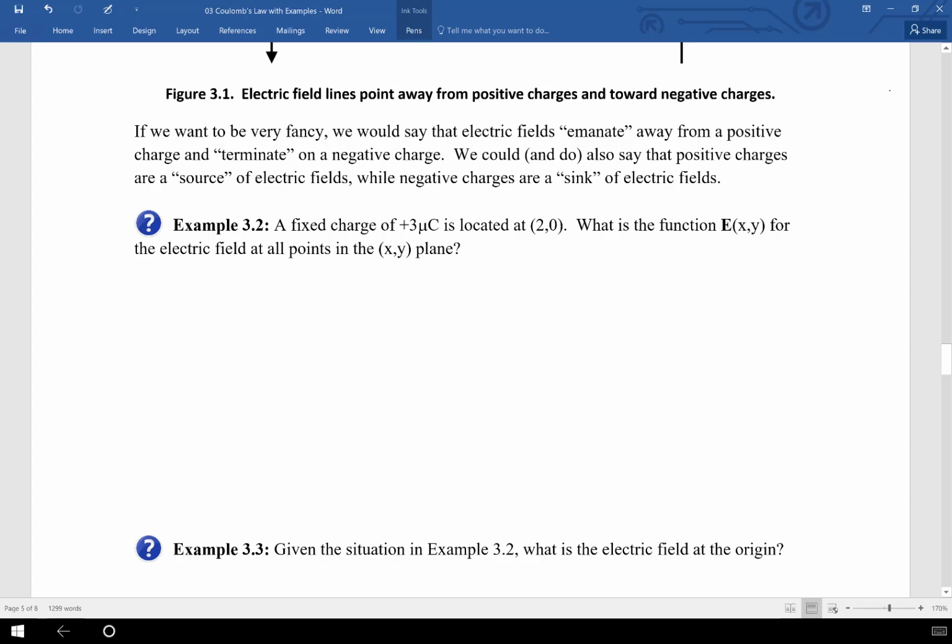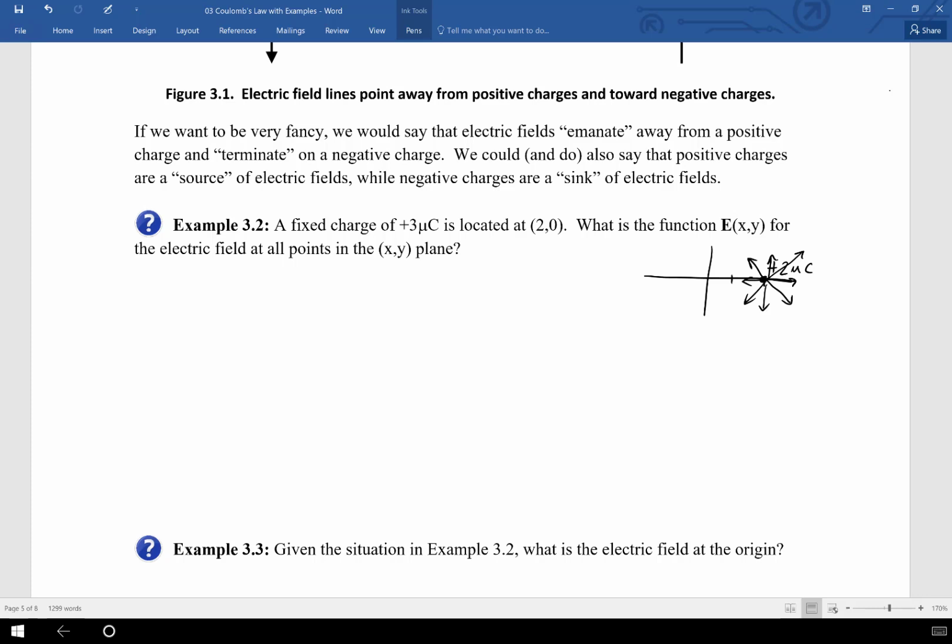So let's see a couple of examples here. I have a fixed charge of 3 microcoulombs. So now we're talking about a more reasonably sized charge that is located at 2, 0. So let's just take a minute here and sketch this. So I've got 1, 2, here is my charge, and it's located at 2, 0, and we know that the electric field is going to point away from it in all directions. I'm only showing a few of these directions, but there's actually an infinite number of electric field lines that are pointing away from it. So the question is, what is the function E of x, y for the electric field at all points in the xy plane?